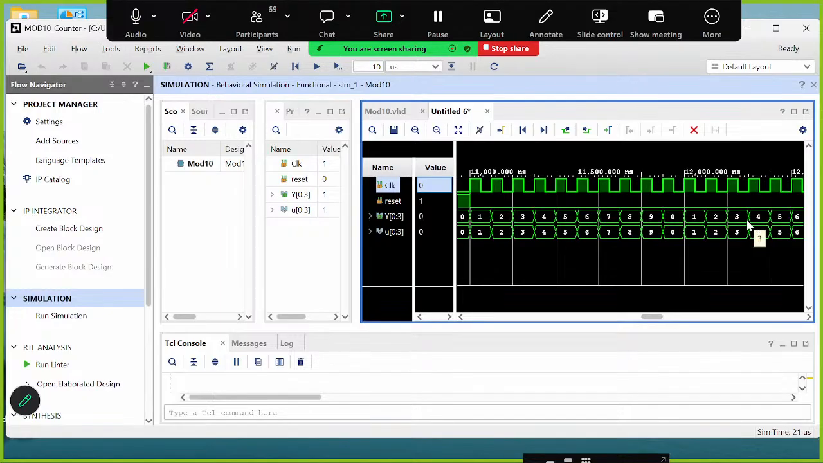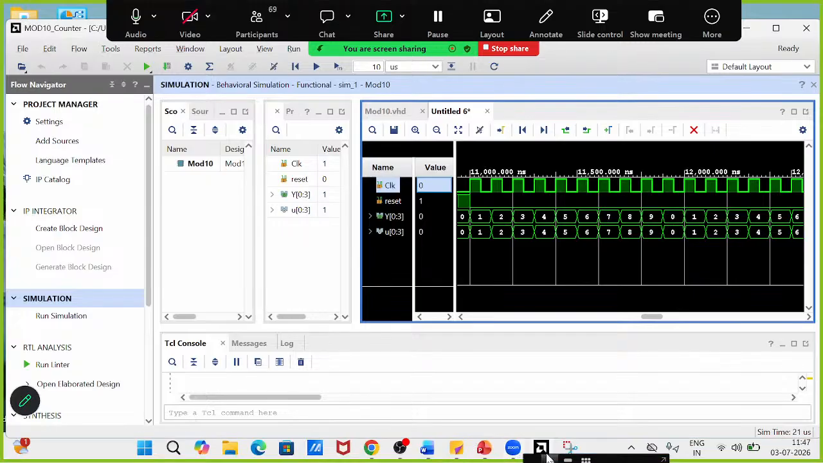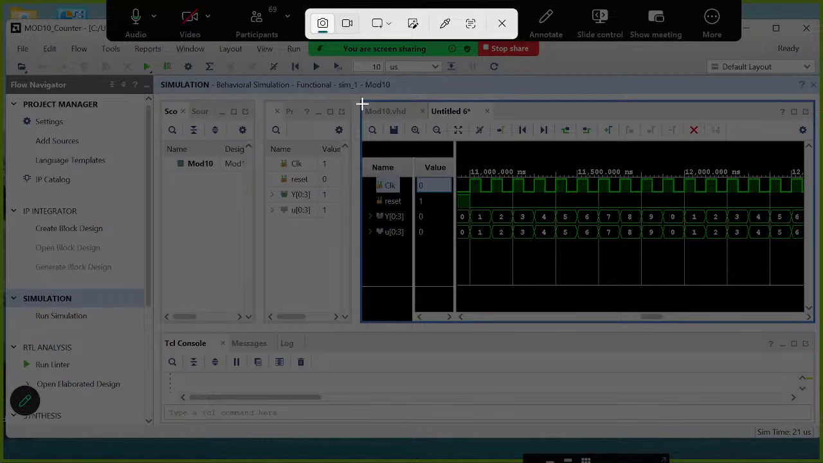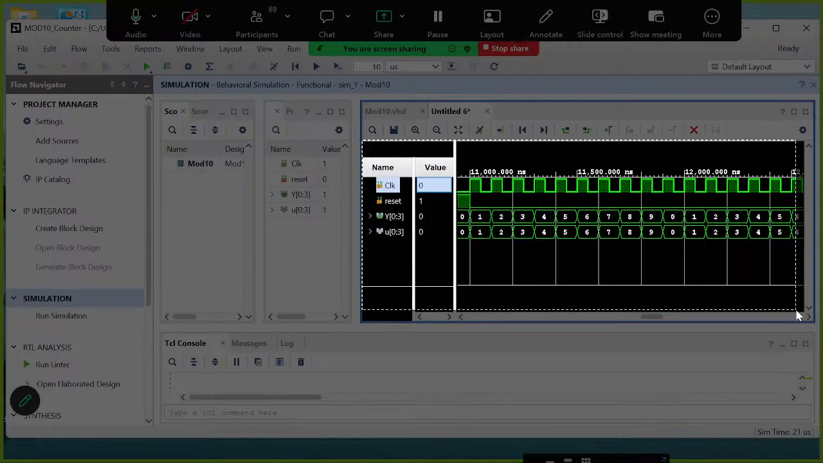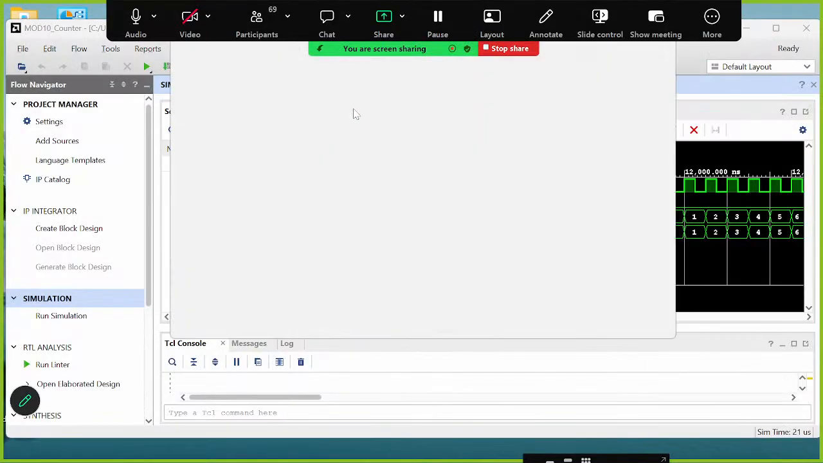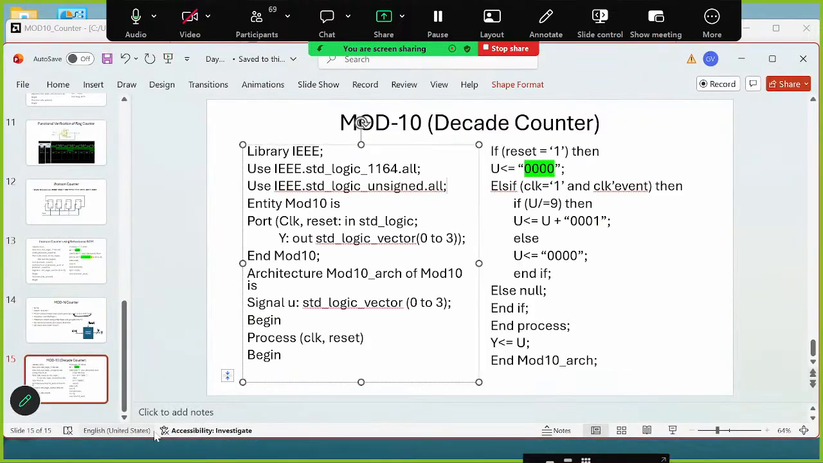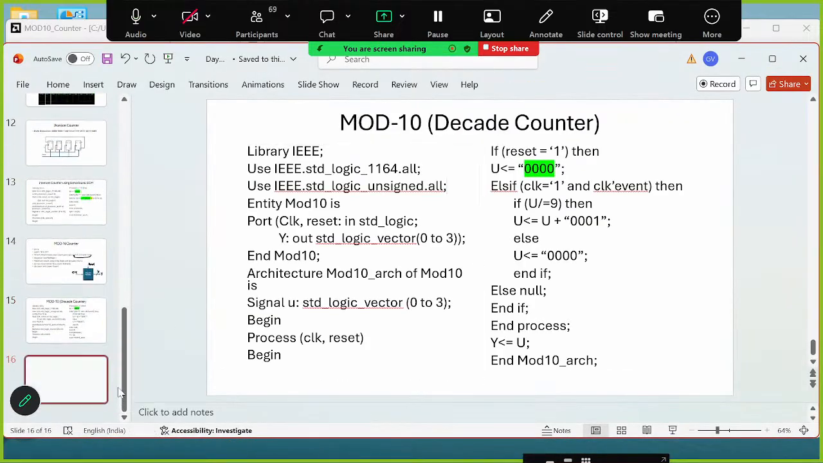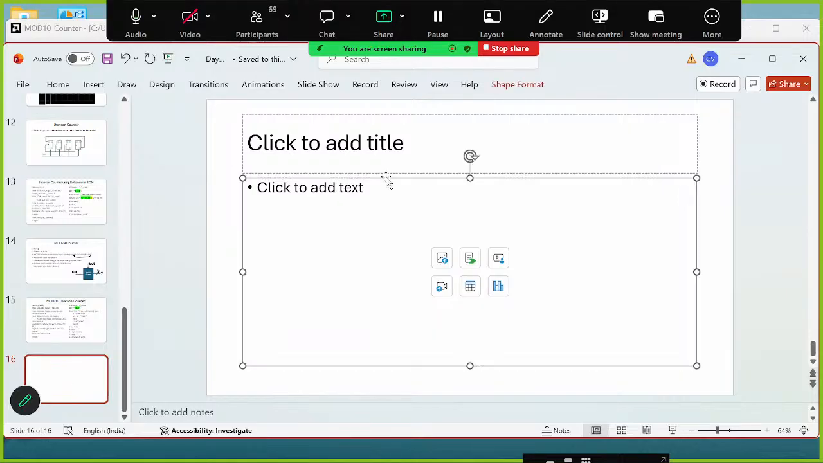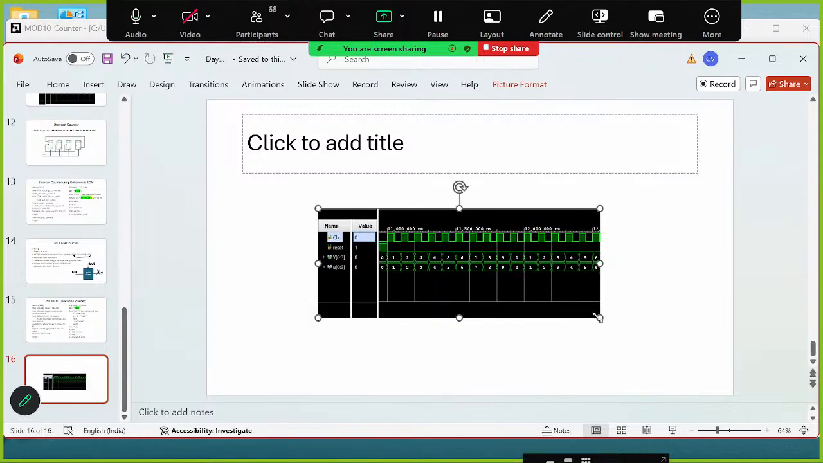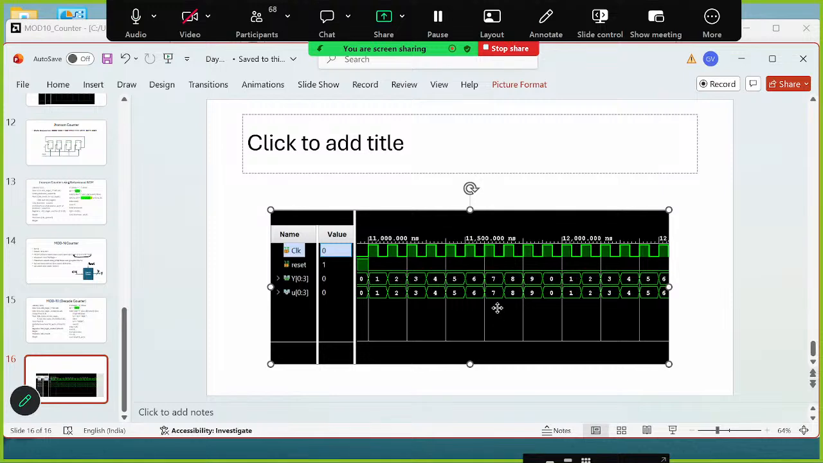So this is the example of what? This is the example of a mode 10 counter. Specifically, I would say a mode 10 up counter. If you want, you can design or try it with different modes. You can try it with the down count also.